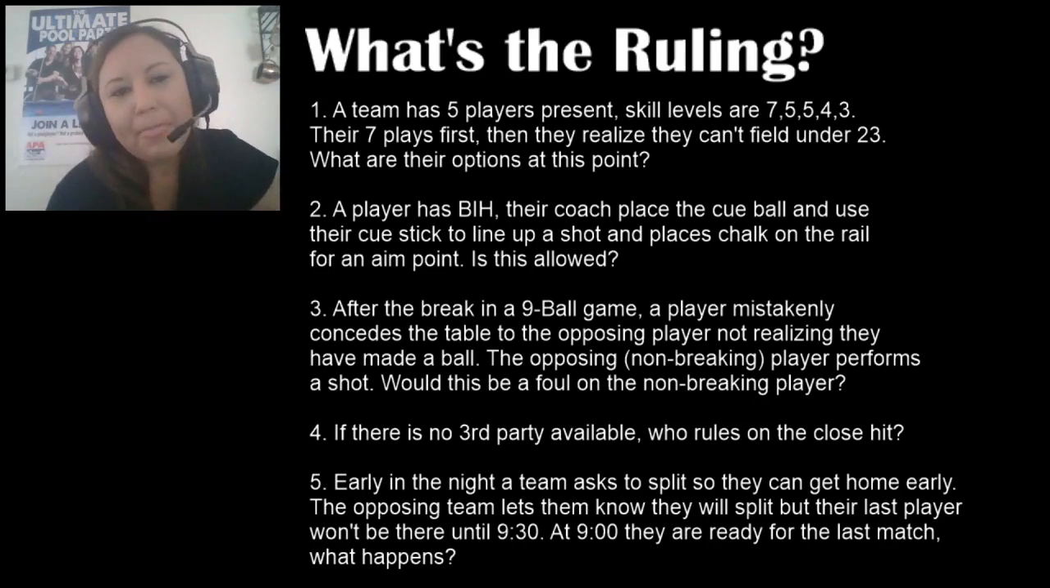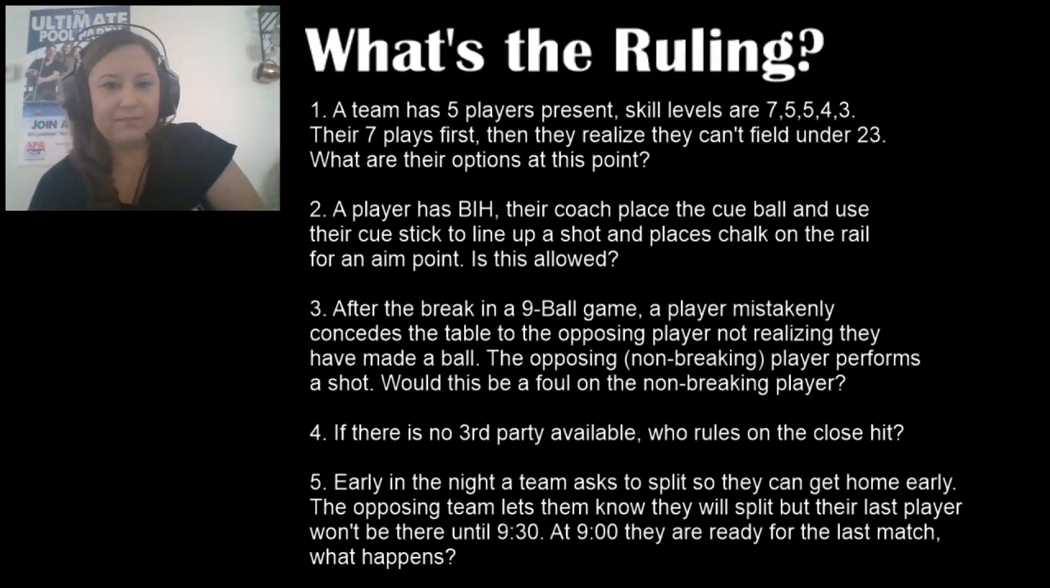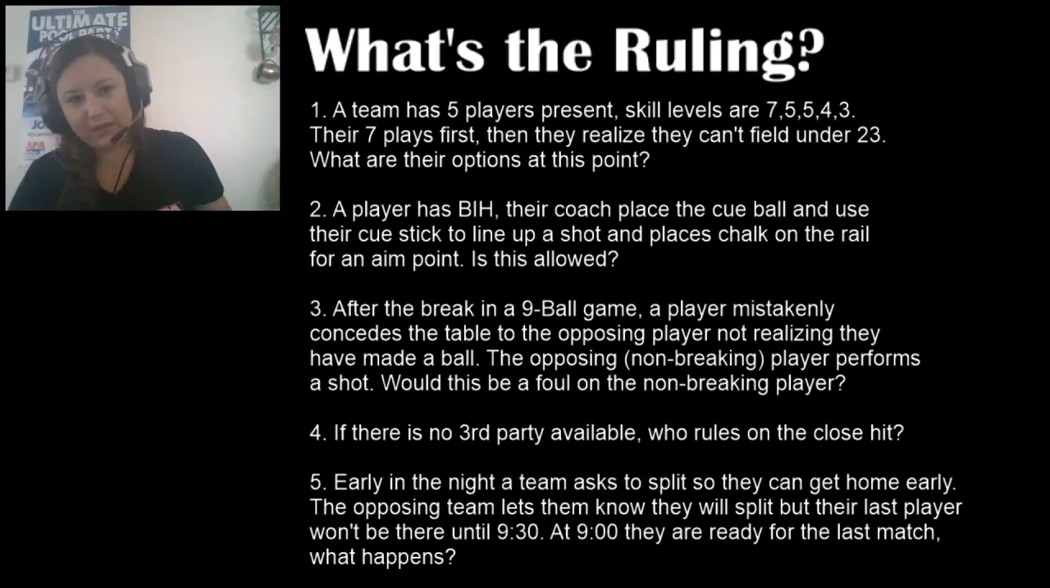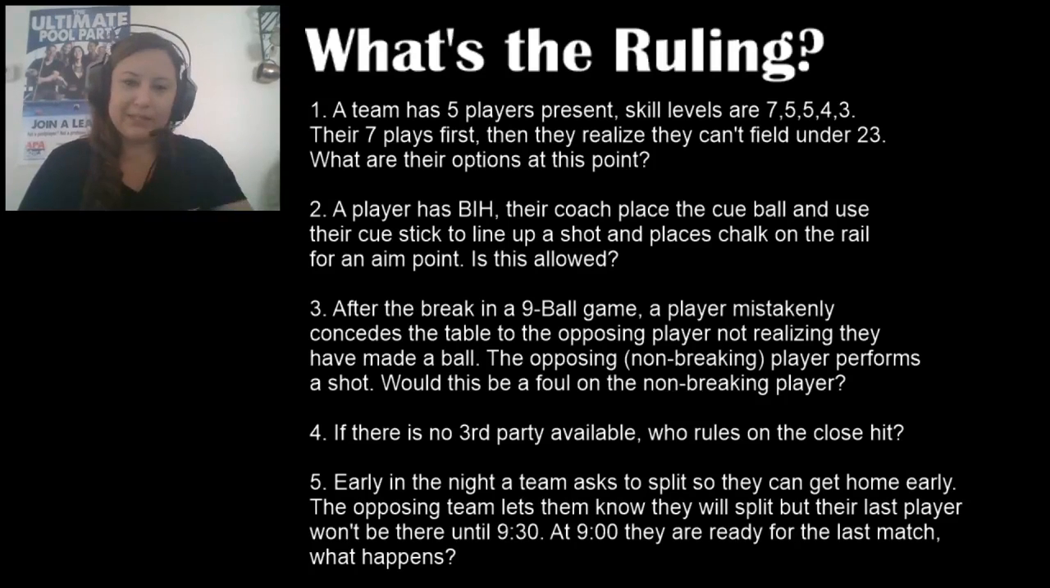So number 1, a team has 5 players present. Their skill levels are 7, 5, 5, 4, and 3. Their 7 plays first. They then realize that they cannot field under 23. So basically, had the 7 not played, they probably could have done 5, 5, 4, 3, and then used a replay rule. But with the 7 playing, what are their options? What do we do here? How do we make sure it's fair for them and fair for the team that they're playing against, right?